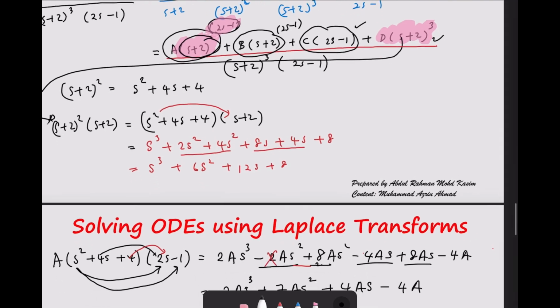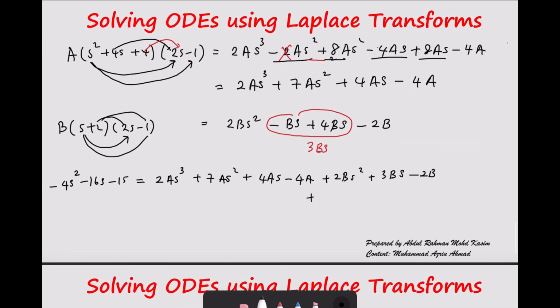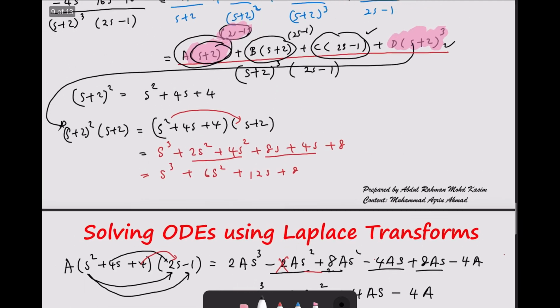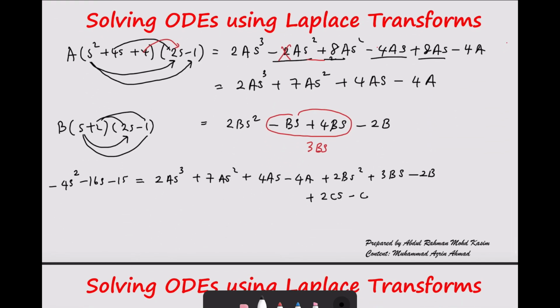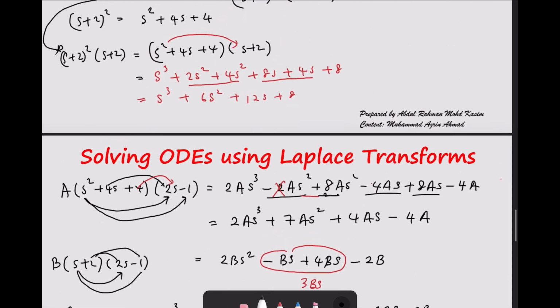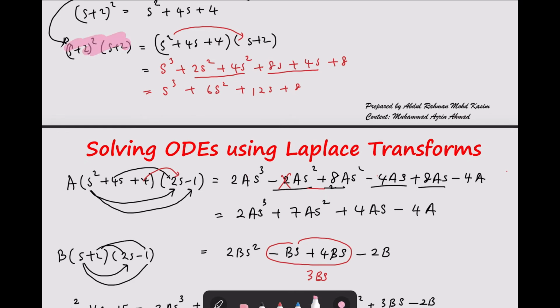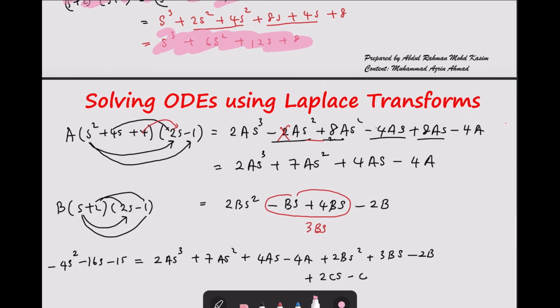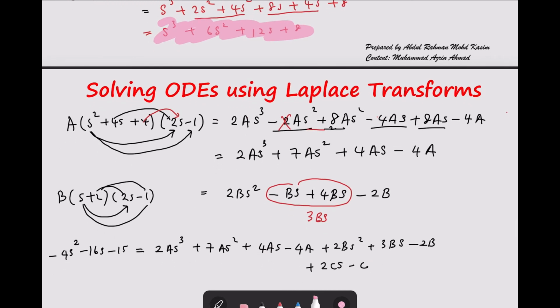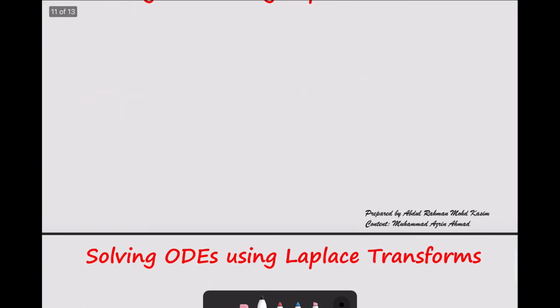And then for the c, we will have plus 2cs, and we need to minus with c. And then for the d, look at here, we already found its expansion over here. So what we will get for the d, we will have plus ds cubed plus 6ds squared plus 12ds and plus with the 8d. So now, we can compare.